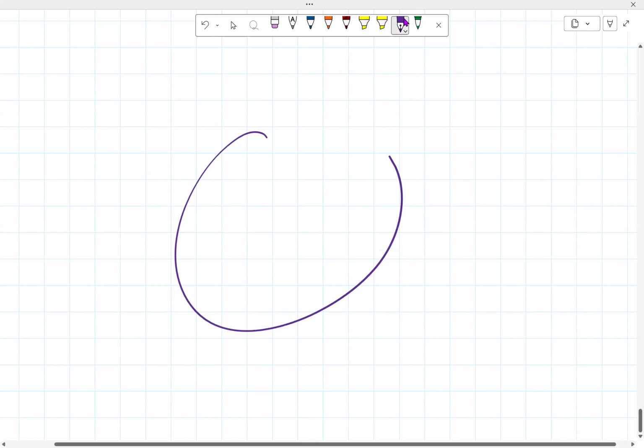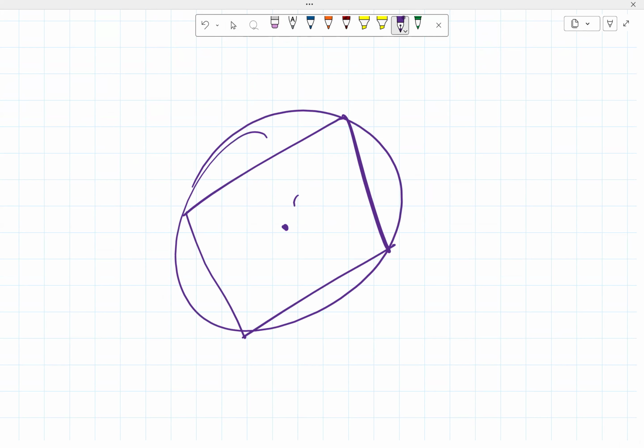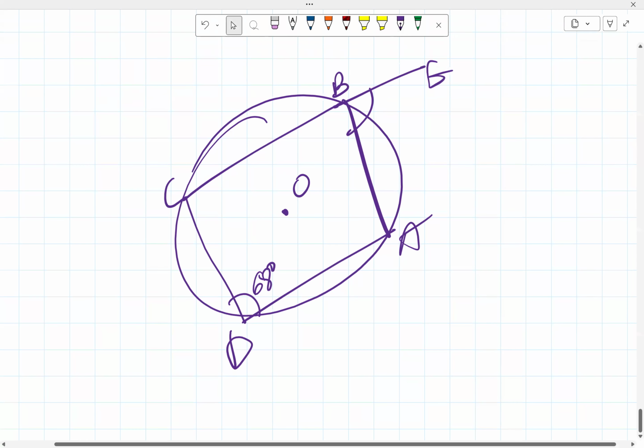So imagine we have a cyclic quadrilateral, and this is center O. You can always label anyhow you like, A, B, C, D. So we have our B here now. It says that angle D is 68 degrees, so this angle is 68 degrees. And the question is, AB is extended at B. Find the exterior angle at B. So if we extend this now, we are looking for this angle. Let's call this E like we did before.